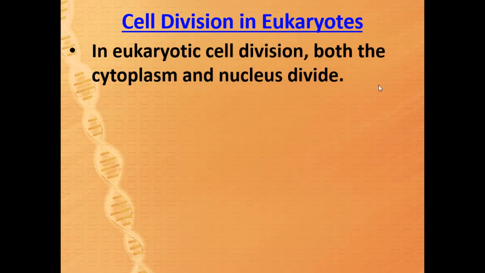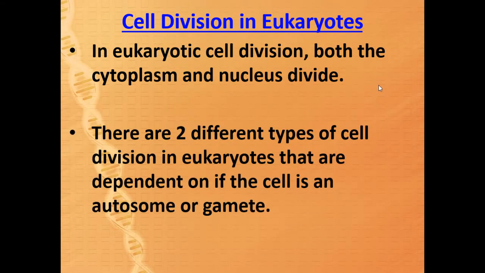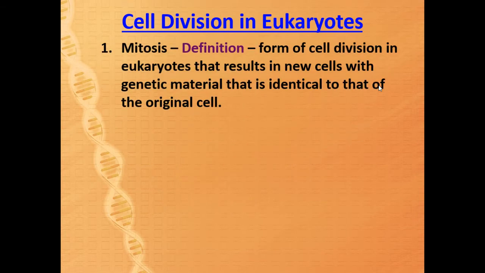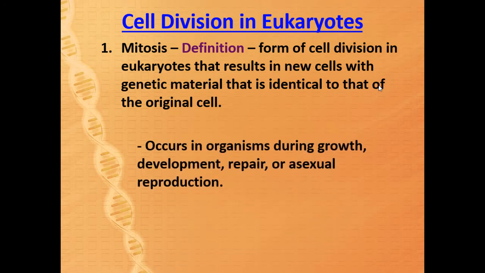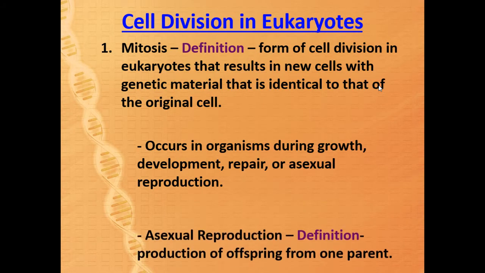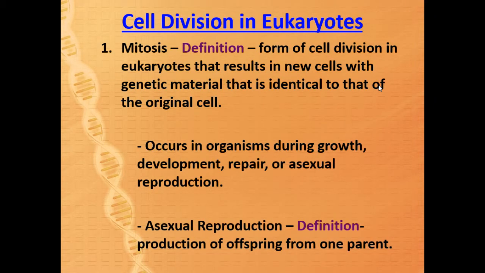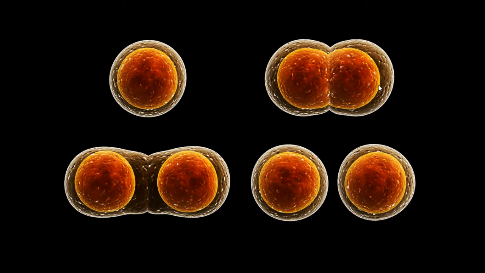Now in eukaryotes, this division is going to occur in both the cytoplasm and the nucleus. There are 2 different types of cell division in eukaryotes, and that's dependent on if the cell is an autosome or a gamete. Mitosis is going to be forming from cell division in eukaryotes. It results in new cells with genetic material that is identical to that of the original cell. It occurs in organisms during growth, development, repair, or asexual reproduction. Asexual reproduction is the production of offspring from one parent.